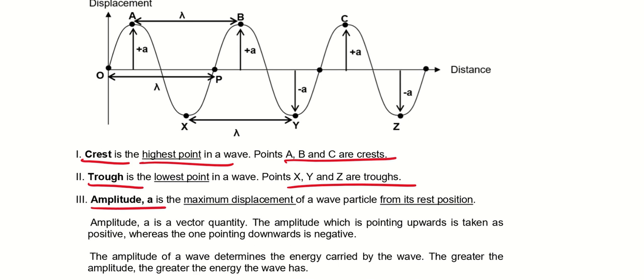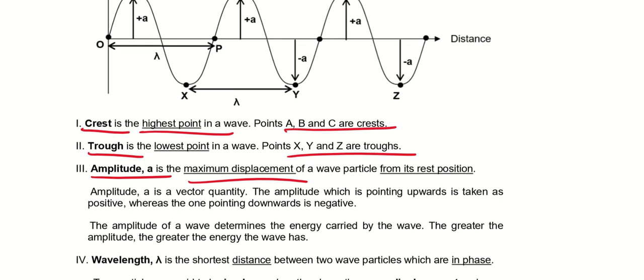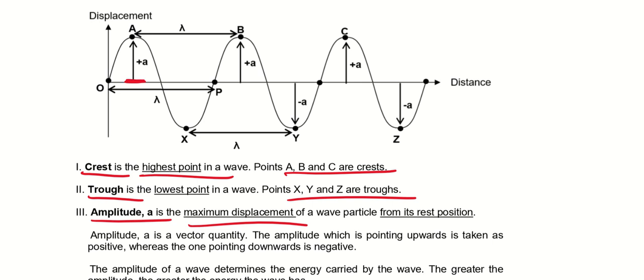Now, what is amplitude? It is the maximum displacement of a wave particle from its rest position. Listen to this. From rest to crest is the amplitude. From rest to crest position is the amplitude. Rest to crest, it rhymes. Never mind. So what's the amplitude? Rest position, vertically go up to the crest, that will be your amplitude.